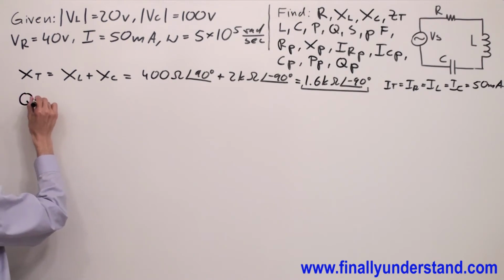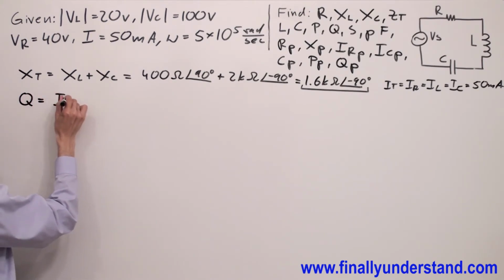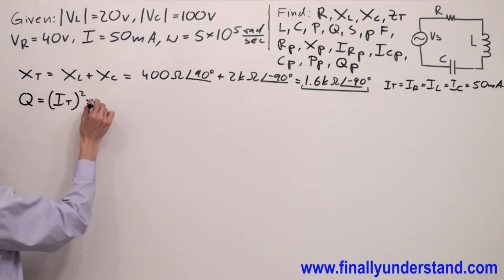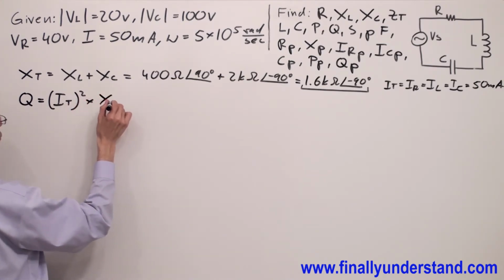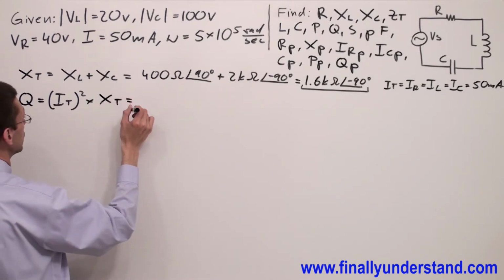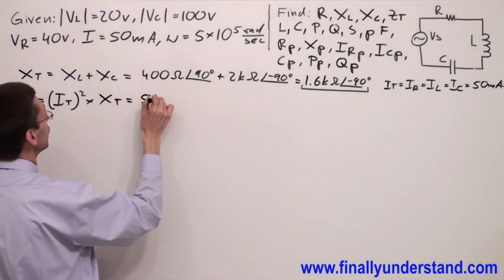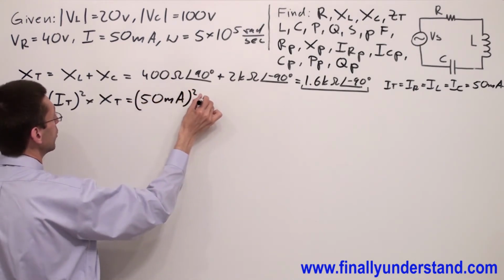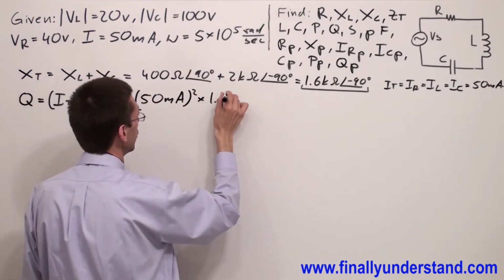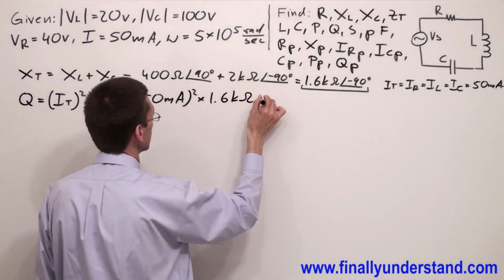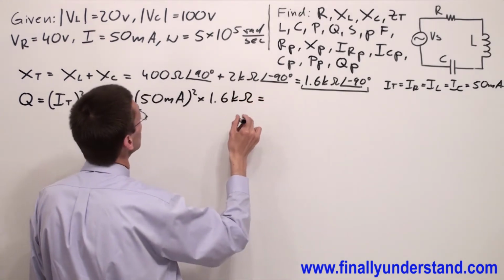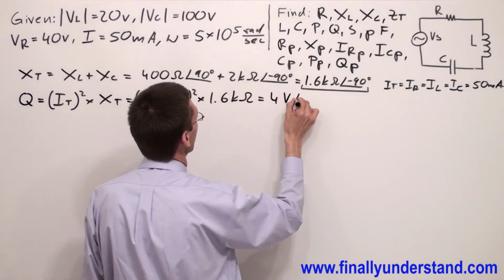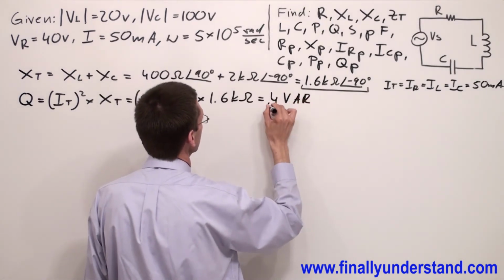So Q is equal to I total squared times X of T. This is equal to 50 milliamps raised to the second power times 1.6 kiloohms. This is equal to 4 volt ampere reactive.